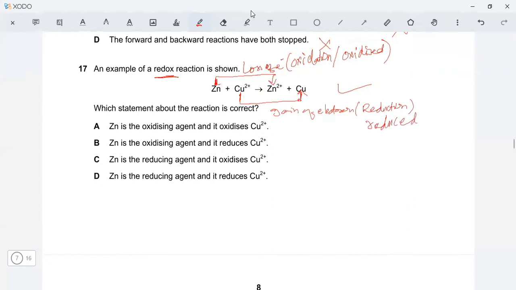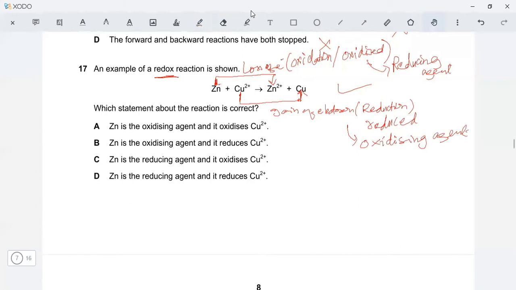So always remember, which is reduced will act as an oxidizing agent. Which is oxidized will act as a reducing agent. Is it clear? So now you can find easily which statement about the reaction is correct.